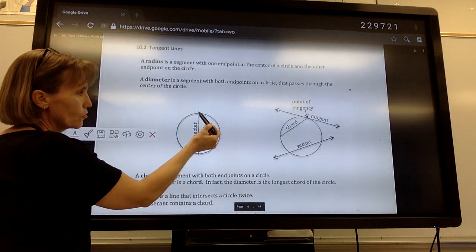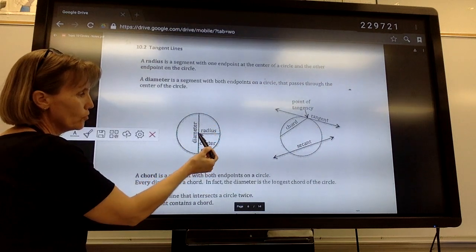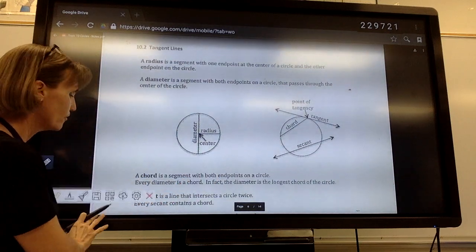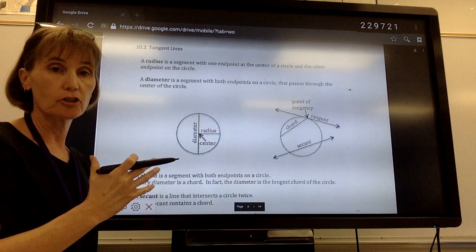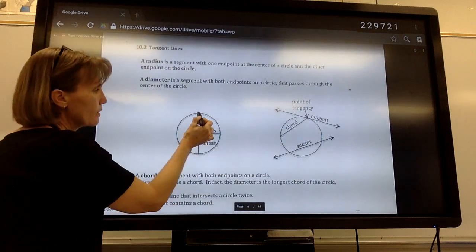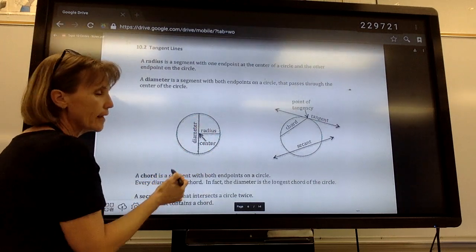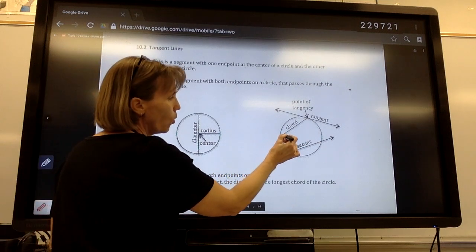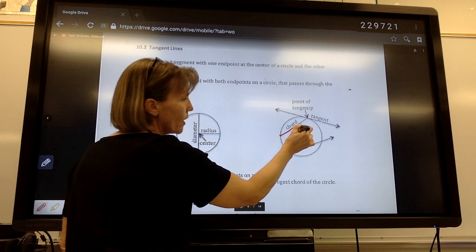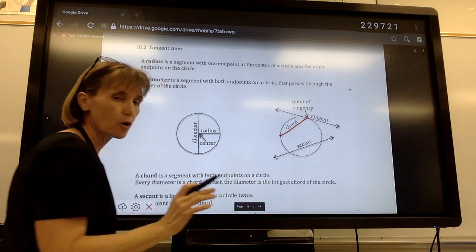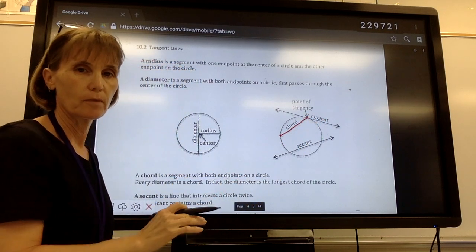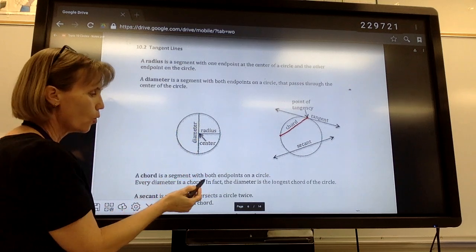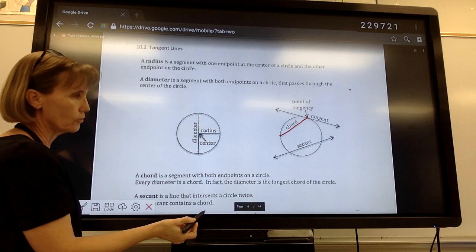And the diameter goes from one side of the circle through the center to the other side. I talked briefly about the fact that a diameter is actually a chord. A chord has endpoints on the circle. The diameter just specifically goes through the center. Over here you can see what a chord is. A chord has endpoints on the circle, but it doesn't have to go through the center. So the diameter technically is a chord, but it goes through the center. A chord is a segment with endpoints on the circle.